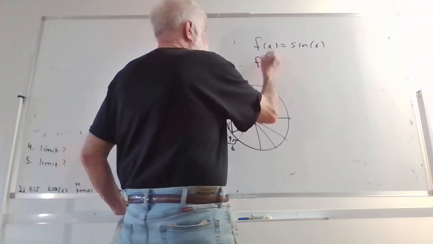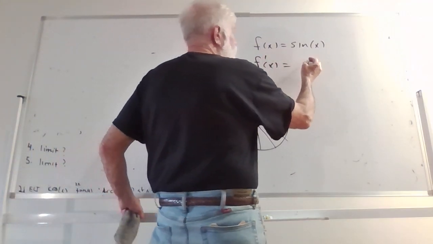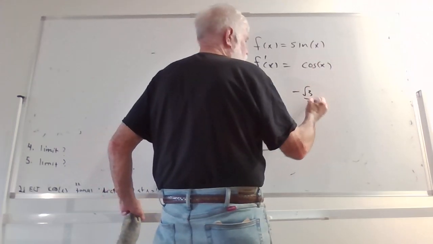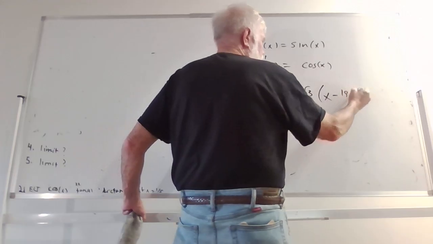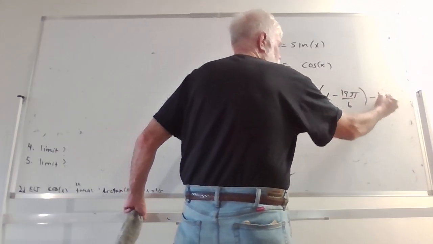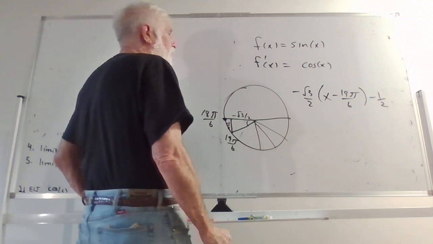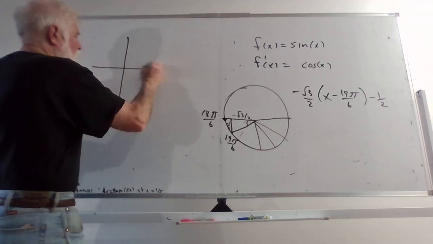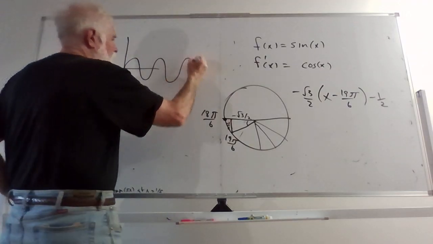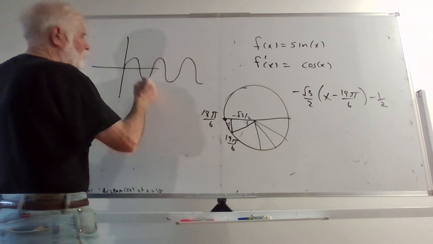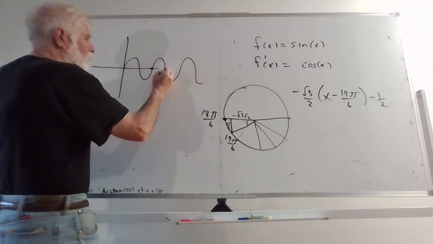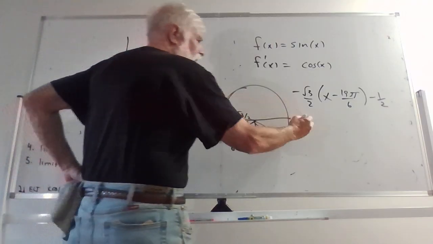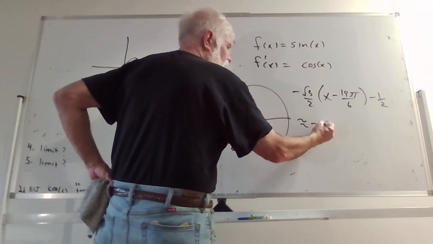All right, so what's the derivative of the sine function? Cosine function. The cosine is minus root 3 over 2. X minus, I think I said 19 pi over 6. And at 19 pi over 6, the altitude's minus 1/2. And so the last thing we'll do is graph the sine function. That's 1 period, right? 3 pi, so 2 pi is to here, so 3 pi is to here. We're right about here. That's where 19 pi over 6 is, and we're going down at approximately negative 0.87.